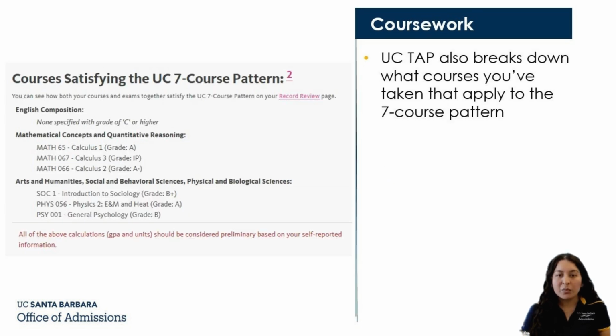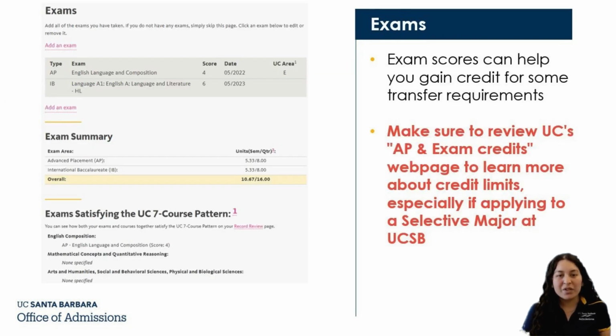UC TAP also breaks down which of your courses will meet UC 7 course pattern requirements for admission eligibility. Exam scores can be used to gain units for some transfer eligibility requirements. It's important to review UC's AP and exam credit webpage to learn more about exam credit limits, especially if you are applying to a selective major at UC Santa Barbara.